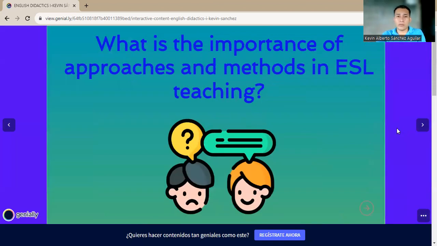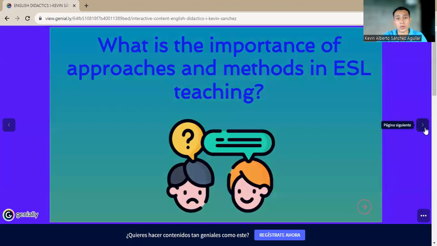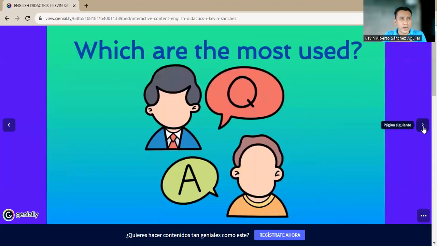Now you might be wondering, what is the importance of approaches and methods in ESL teaching? Well, approaches and methods in English as a second language teaching are crucial, and you might be wondering why, because they provide a framework and guidance to the teacher on how to structure and deliver instruction too. Now let's move on to another one. So which are the most used?